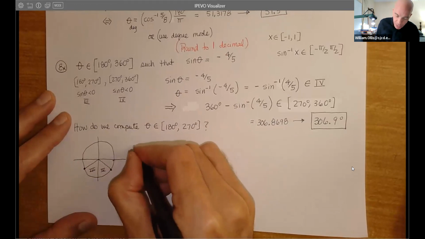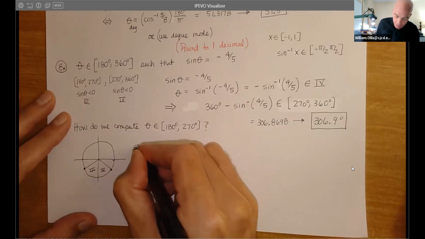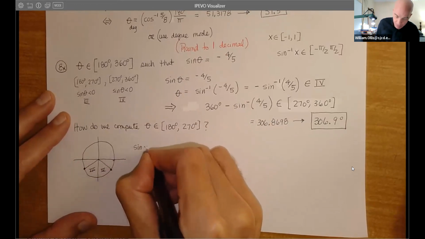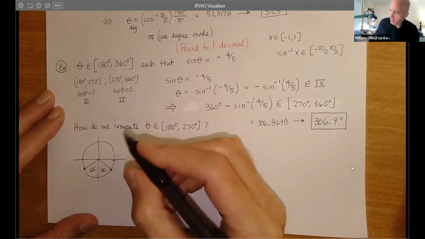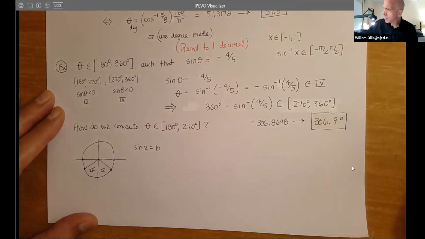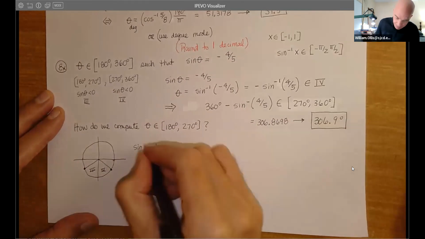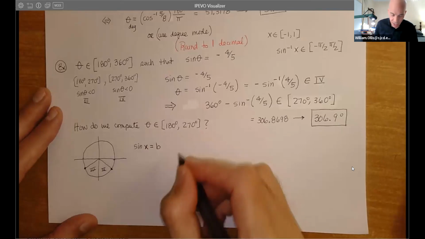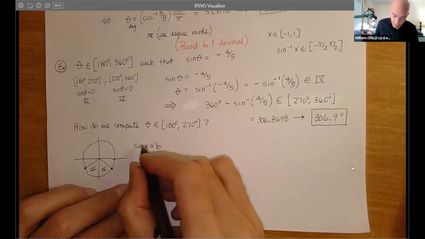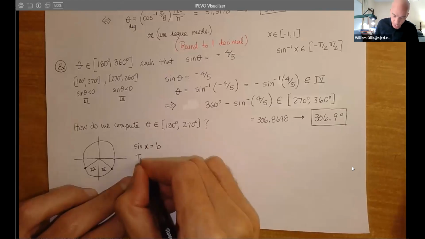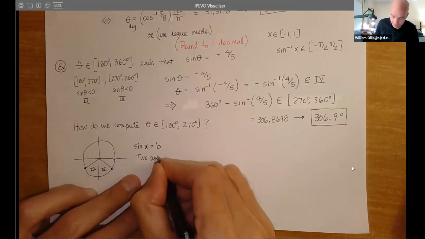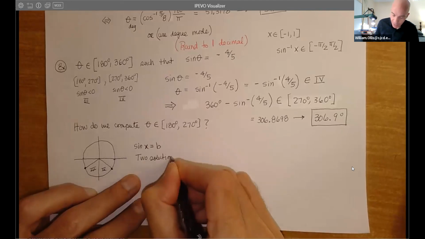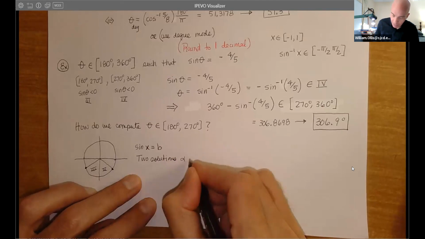And so we have an equation, sine x equals b. I might need a new pencil. Let's see, I still have ink in this one. Yeah, I have ink. And that's the equation here. And so we have two solutions. I'll just call them alpha and beta.